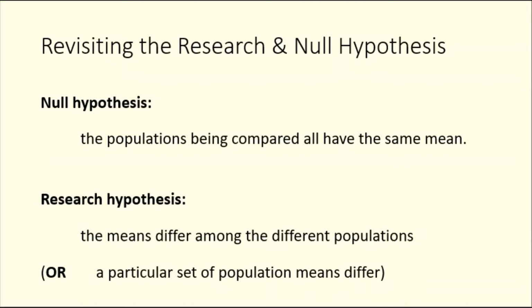For the null hypothesis here, if I have this really specific hypothesis that group 3 is going to be greater than group 1, then just negating that research hypothesis doesn't quite do the trick for what my null hypothesis needs to be. For the ANOVA, the null hypothesis is really that the populations being compared all have the same mean.